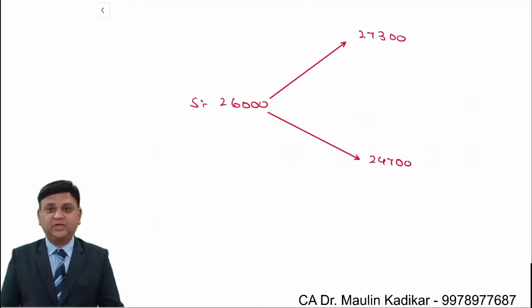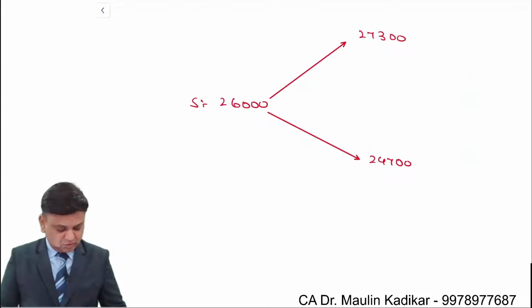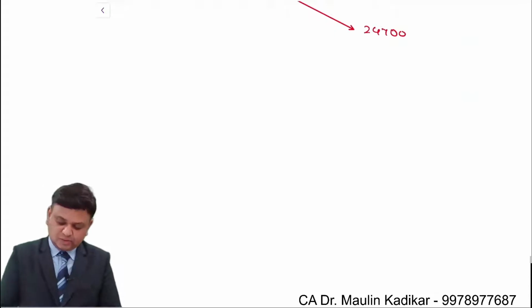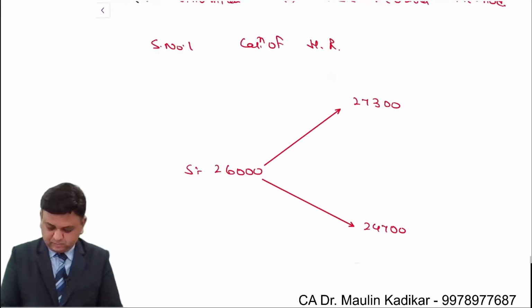So now we'll compute the difference of both of them. 27,300 minus 24,700, that comes to 2,600. This is the market price. Payoff.